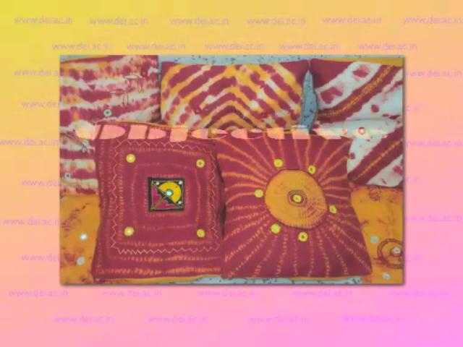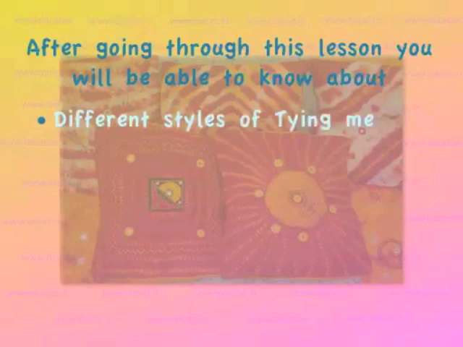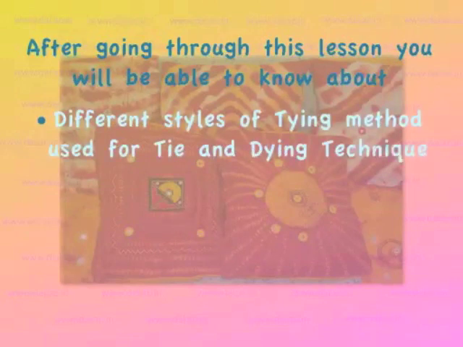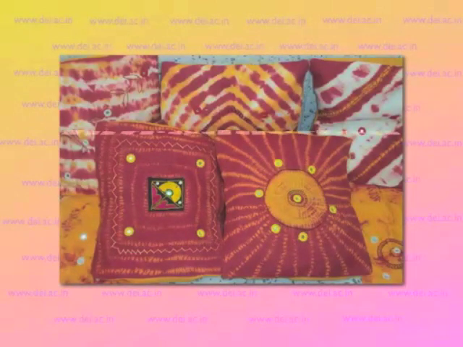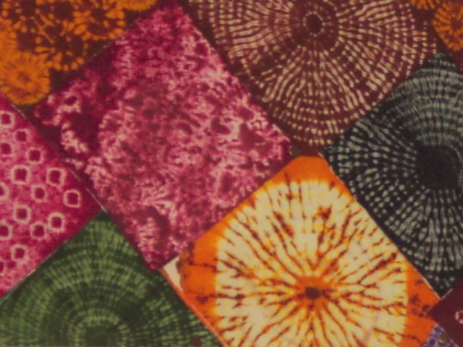The objectives of today's class are, after going through this lesson, you will be able to know about different styles of tying methods used for tie and dyeing techniques, execution of these ties, production. Tying is an important process in tie and dye.